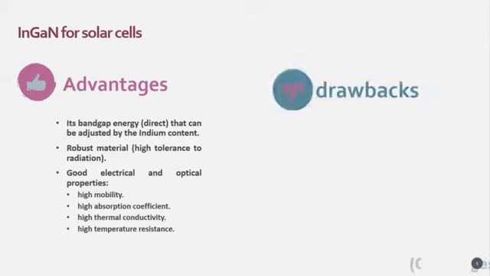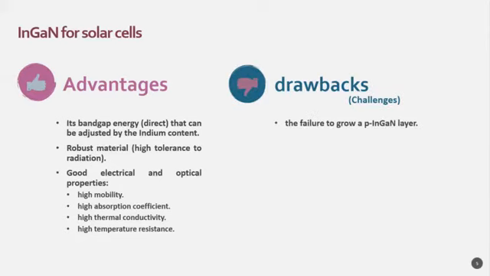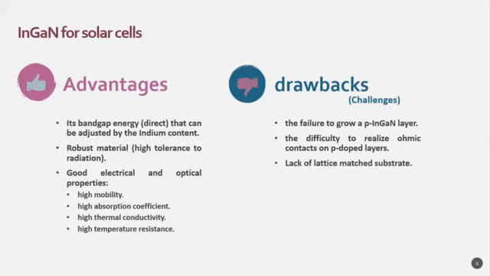As for drawbacks, there is the failure to grow a p-type indium gallium nitride layer because of the high residual density of donors. Therefore, the application of the ohmic contact on p-type indium gallium nitride material seems difficult, and there is a lack of lattice-matched substrate.